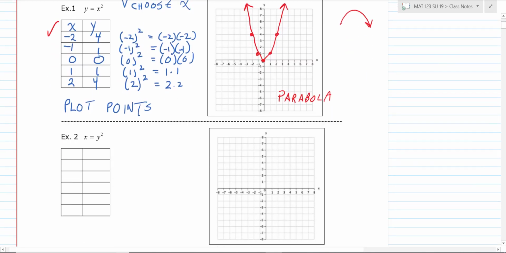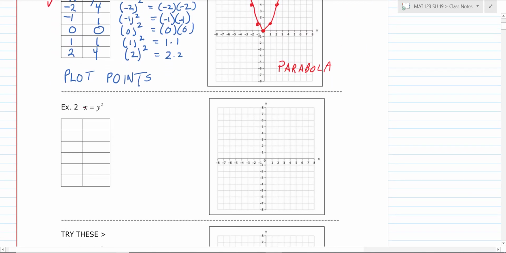Okay. Now this next one is the same idea, except it's not solved for y. So in this case, I'm going to recommend that we do something a little bit different. We're going to make a column for x and a column for y. Now what I'm going to do is choose some numbers I know square roots of.